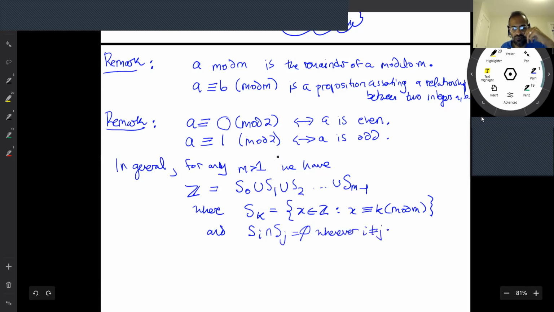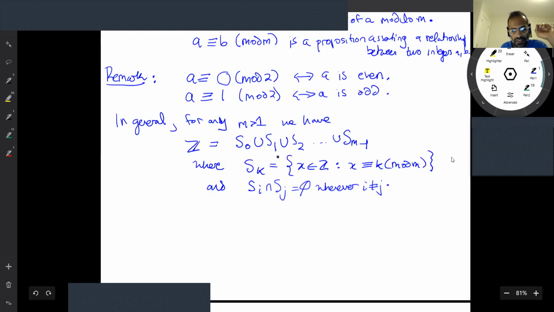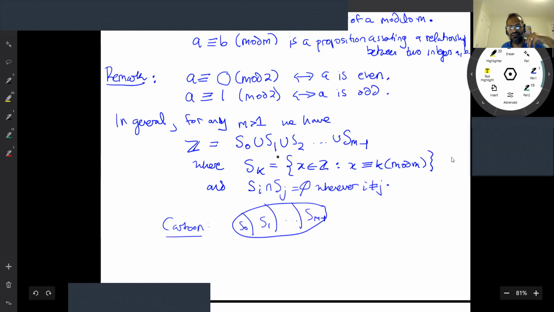Okay, so once you fix an m, another way to conceptualize this, you get a partition of the integers into these m sets, like S0, S1, dot, dot, dot, up to S(m minus 1). And each set contains the integers that are congruent to that number modulo m, that have that remainder.